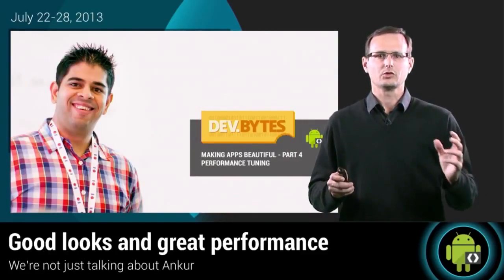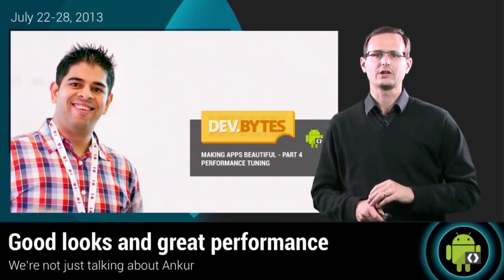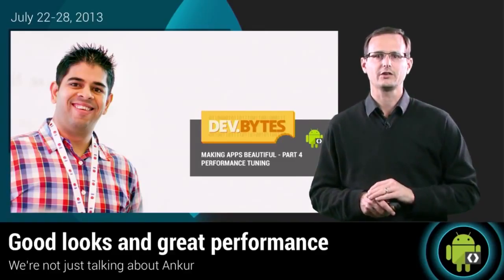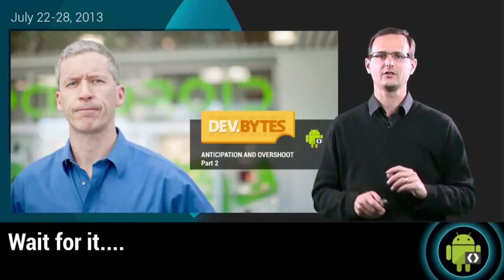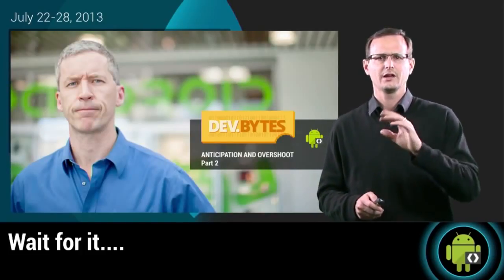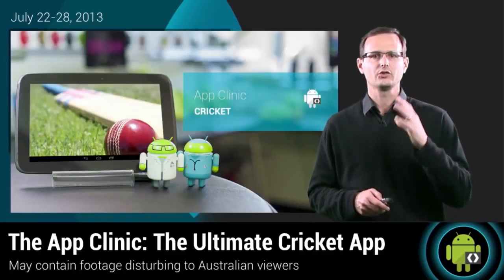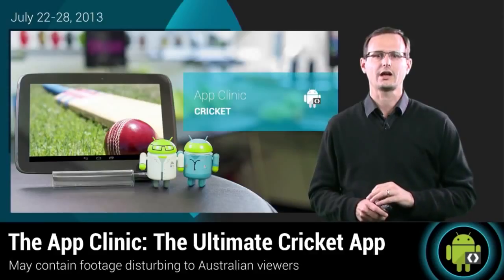When we weren't busy launching new Jelly Bean flavors, we were busy in our studio. Ankur is releasing the fourth part of his five-part series on making apps beautiful, this time looking at performance tuning. Chet, meantime, returns with the highly anticipated second part of his series on anticipation. And on the App Clinic last week, I used cricket apps as an excuse to design my own version of the perfect sports tracking app.